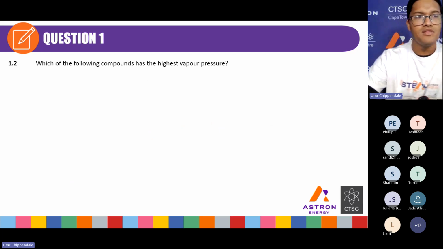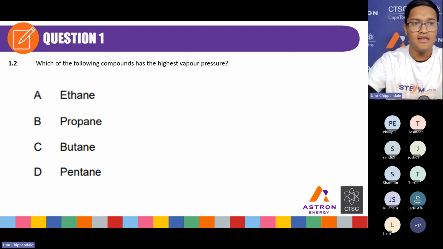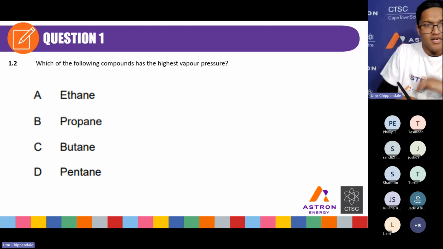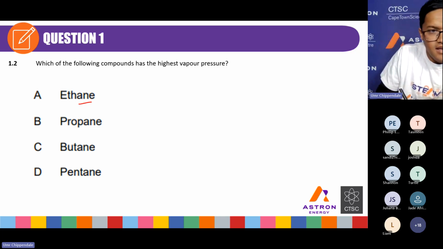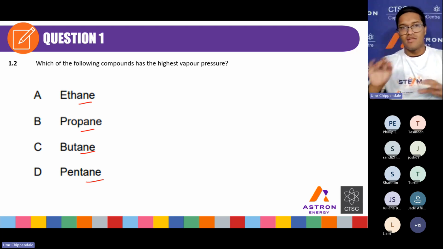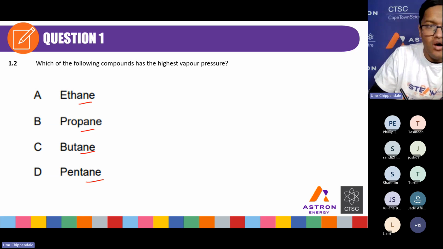Next, 1.2 states, which of the following compounds has the highest vapor pressure? Is it going to be ethane, propane, butane, or pentane? So all of it here, we can see that it ends in ane, which means it's all single bonds, right? It's not an alcohol, carboxylic acid, nothing like that. The only difference is how many carbons are in there. So eth means there are 2 carbons within here. Prop means there are 3 carbons, but means there are 4 carbons, and pent means there are 5 carbons.